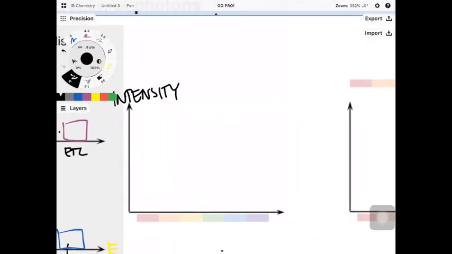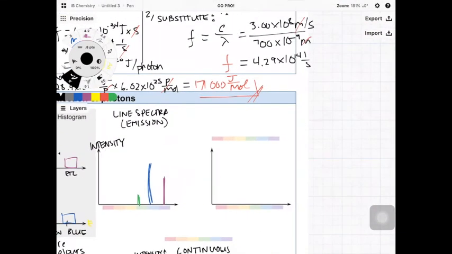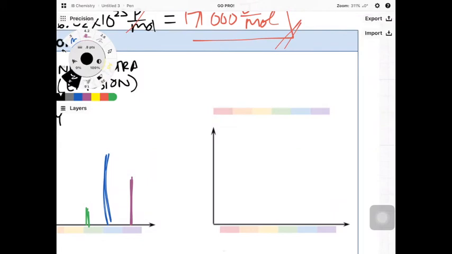Sometimes, instead of seeing all of the colors in the spectrum, we can get very specific wavelengths of light that correspond to very specific colors. So in my example, I have very specific colors that correspond to a specific green, a specific blue, and a specific purple. This is known as a line spectra because you only see lines, also known as an emission spectrum.